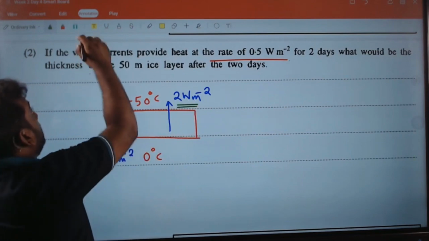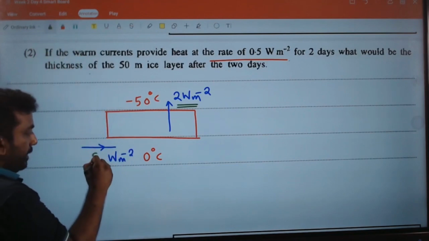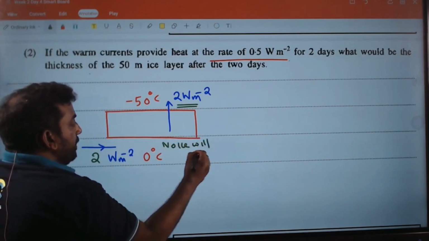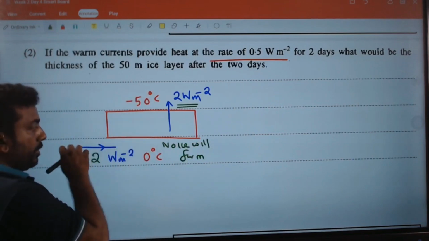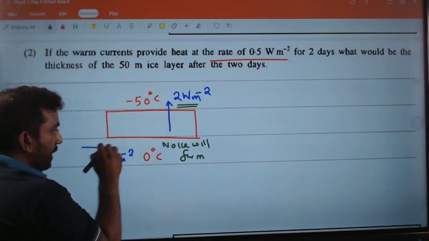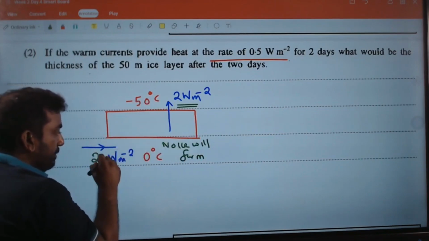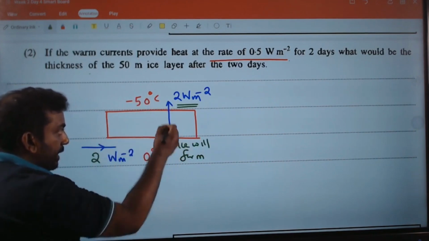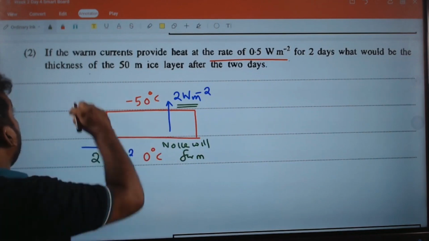Here 2 watt per meter square is flowing through. If 2 watt per meter square came in, no ice will form. Why? Whatever comes in goes out here. Whatever is required to form ice is being melted. Heat is passing through, ice is formed, this is melting. Right.